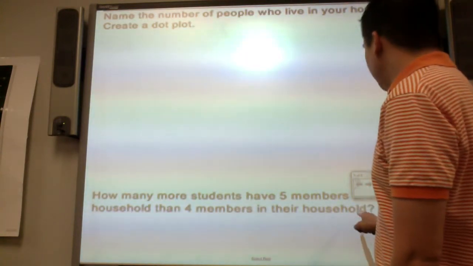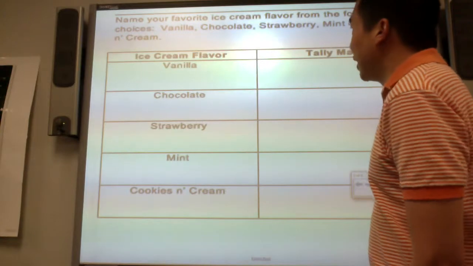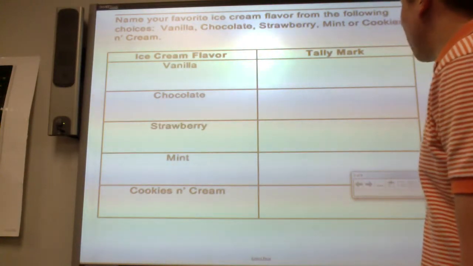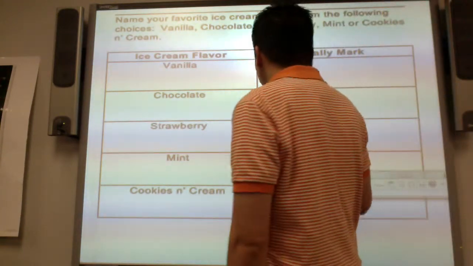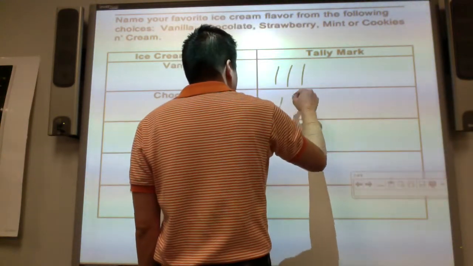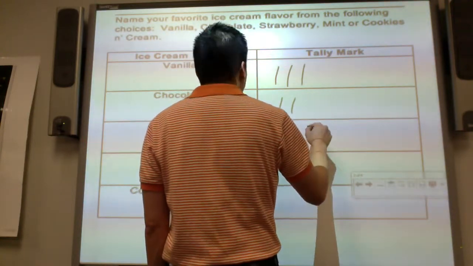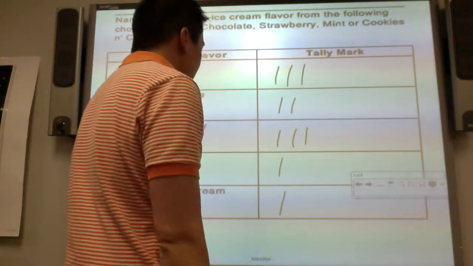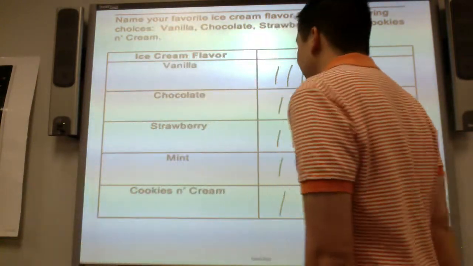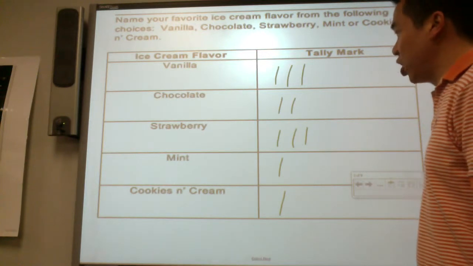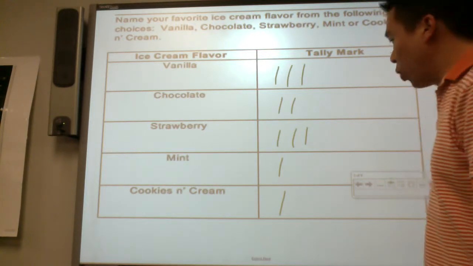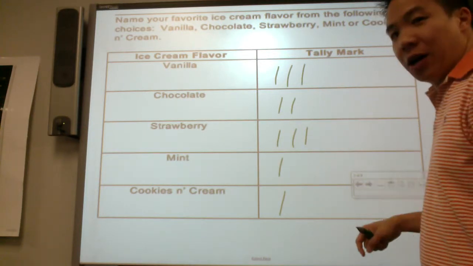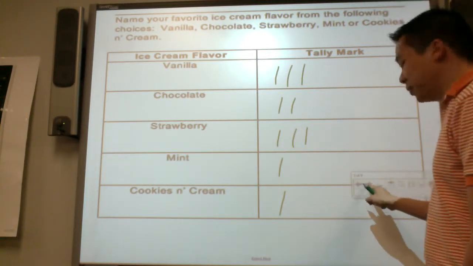In this page 2, we name your favorite ice cream flavor from the following choices: vanilla, chocolate, strawberry, mint, or cookies and cream. I'm just going to quickly put numbers down. I put down 3 people like vanilla, 2 people like chocolate, 3 people like strawberry, 1 person likes mint, 1 person likes cookies and cream. My favorite of the bunch, of course, is cookies and cream. Definitely Bluebell with Oreo cookies.